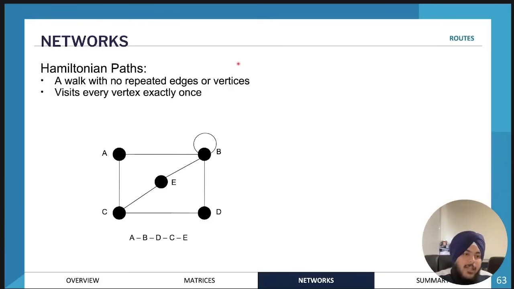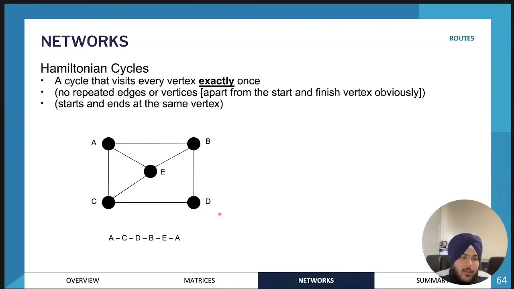So the first type of path that you will look at is called a Hamiltonian path. A Hamiltonian path is essentially a path, but there are specific requirements. So here you must pass through every vertex exactly once. So you're not passing through any vertex more than once. And it's a walk, and essentially, you can't repeat any edges. You need to pass through every vertex only once.